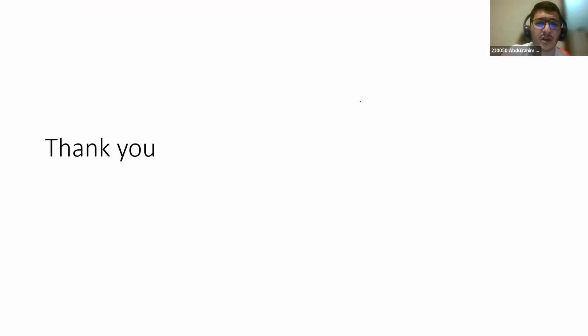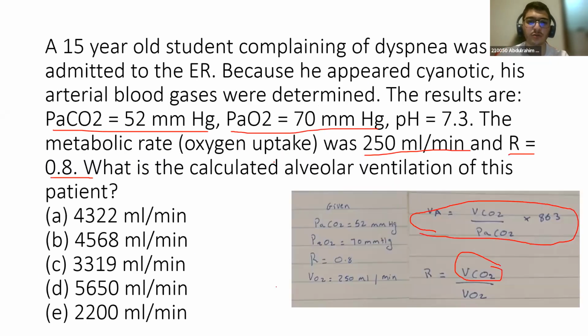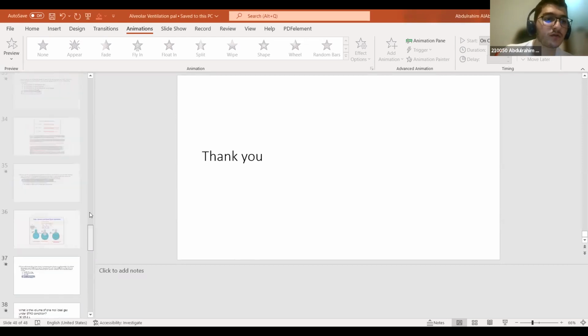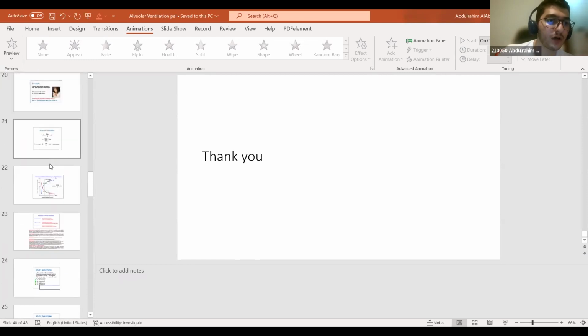I have a question. PaCO2 is the amount of oxygen uptake, PaO2, right? So what you are saying is their question is correct. They are equal in one case. They are equal when R is 1. When R is not 1, you have to divide the CO2 by R.